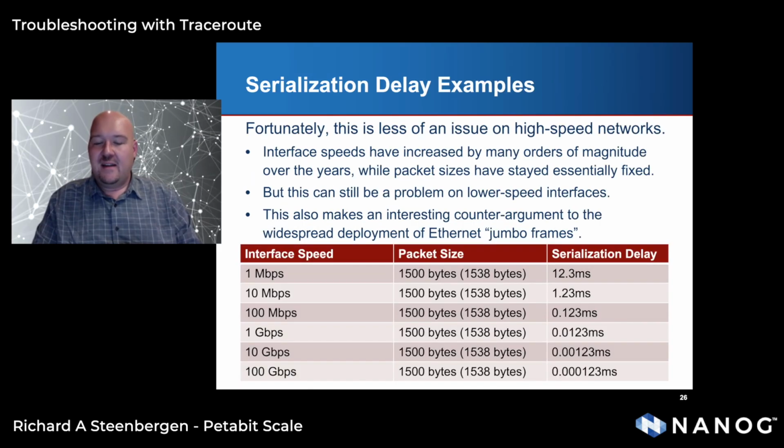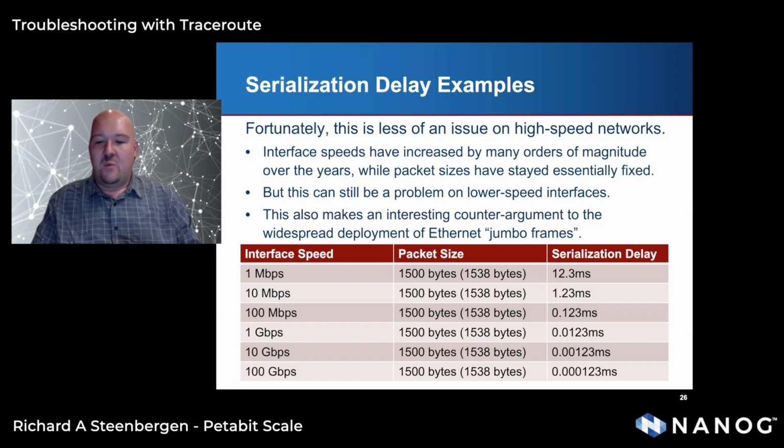And the reason for that is interface speeds have increased by many orders of magnitude over the many years since data and packet networking has been a thing. But the packet sizes have stayed essentially fixed. So if you're talking about Ethernet, a 1500 byte packet, that's been the same from the beginnings of Ethernet all the way up until 100 gig and 400 gig Ethernet. So the serialization delay has gone down quite a bit.